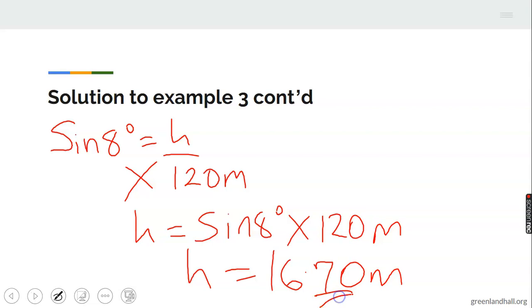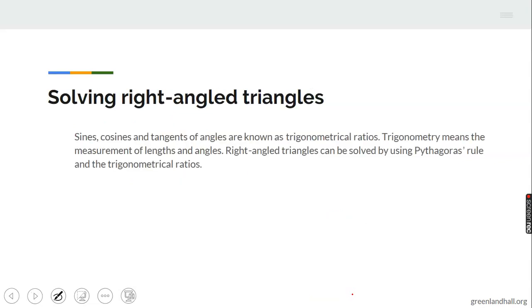meters. Now, if the question states correct to the nearest whole number, this will be 17. If the question says to two significant figures, that will also be 17. If the question says to two decimal places, it will be 16.70. The question might also ask for one decimal place, that will be 16.7. But this one is to two decimal places. Now, having understood that, let's go to another thing.